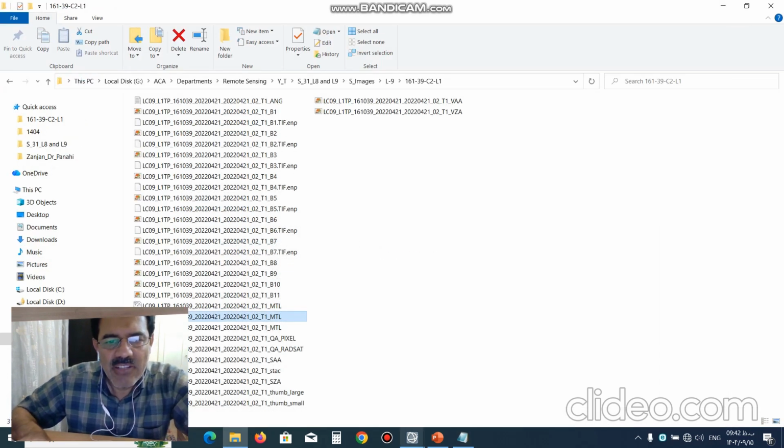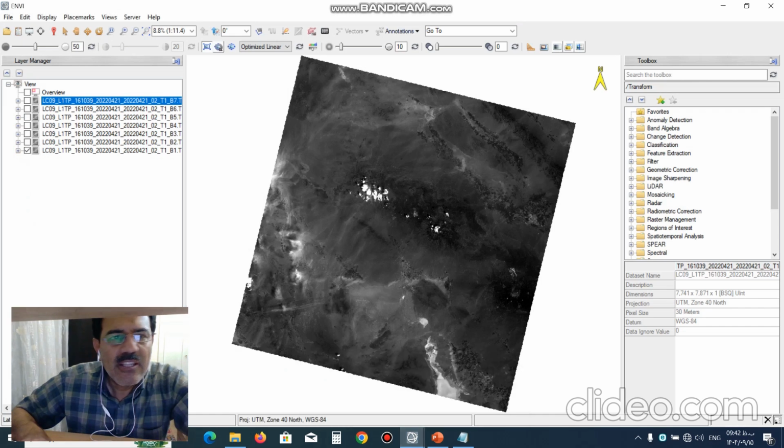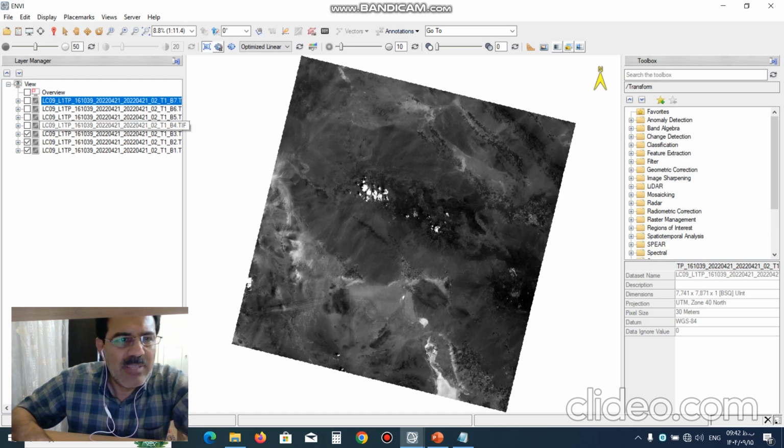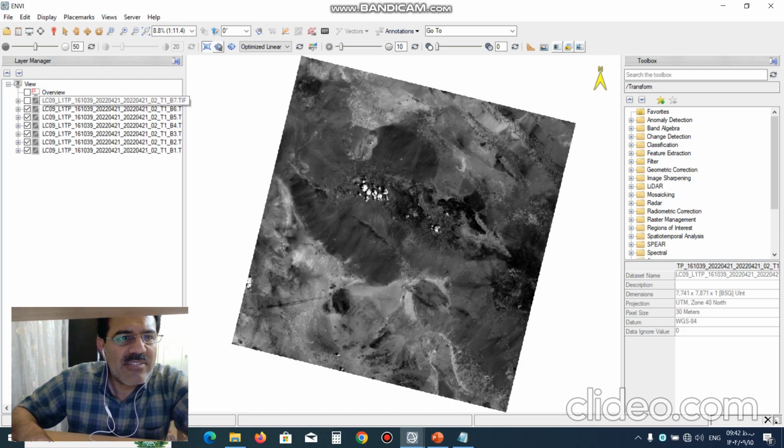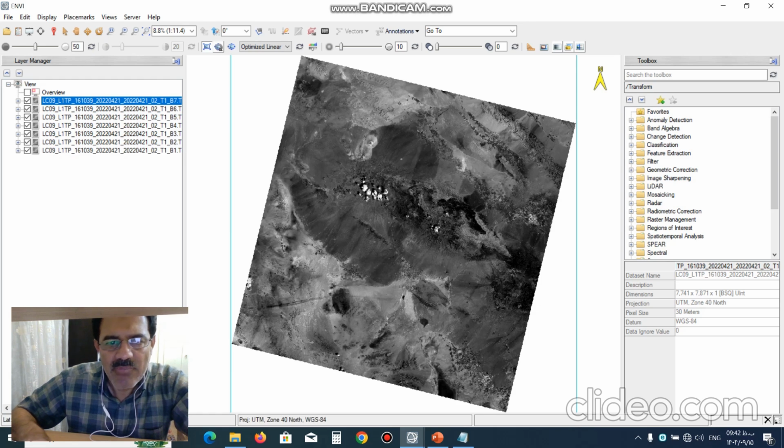And when we open the software, for example ENVI software, we can see this satellite, for example, band number 1, band number 2, band number 3, band number 4, 5, 6, and 7. You can see the result of these bands.